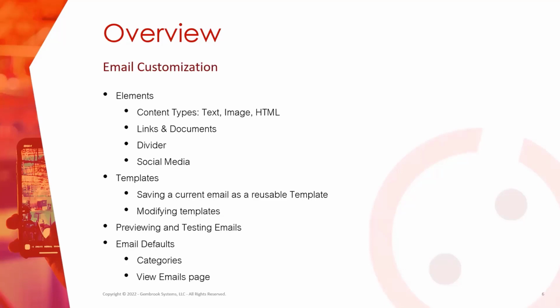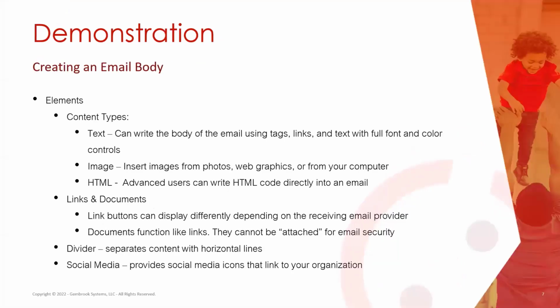So the first thing we're going to go over is the actual elements that you can use when you're building an email. So I'm going to skip over to my next slide here. We're going to talk about the different content types. So when it comes to building the body of an email, there are three primary pieces of content.